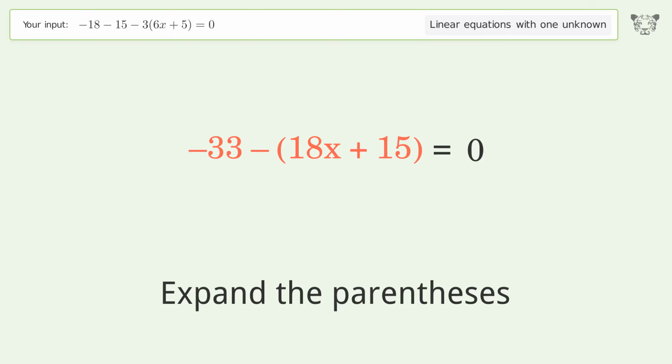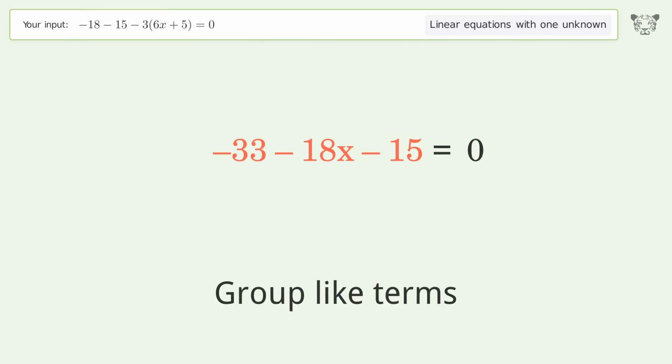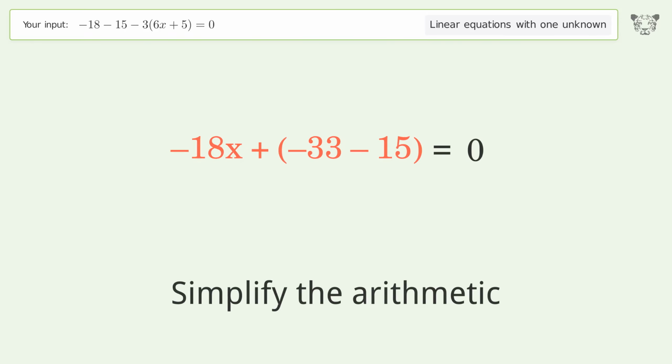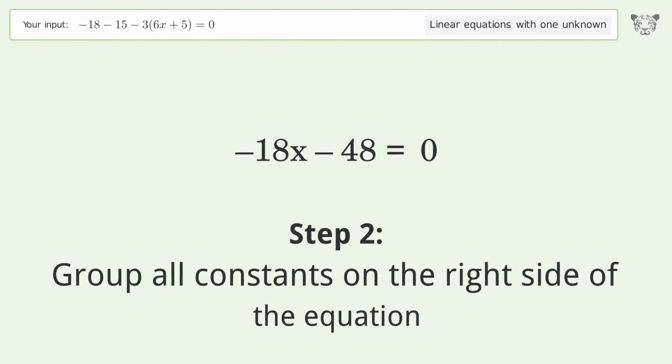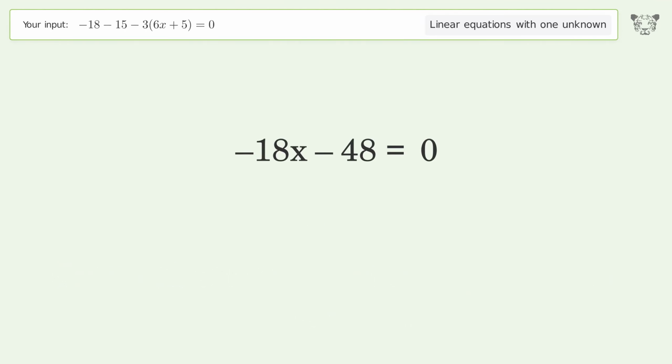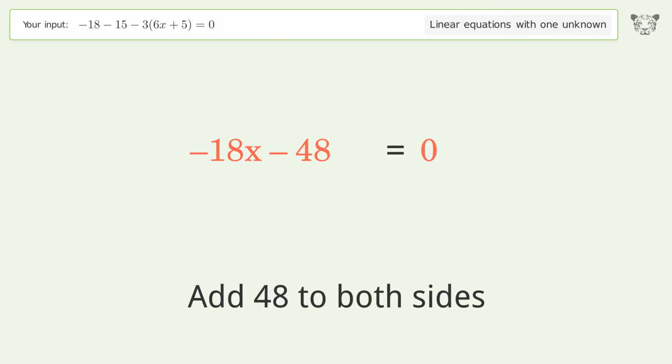Expand the parentheses. Group like terms. Simplify the arithmetic. Group all constants on the right side of the equation. Add 48 to both sides.